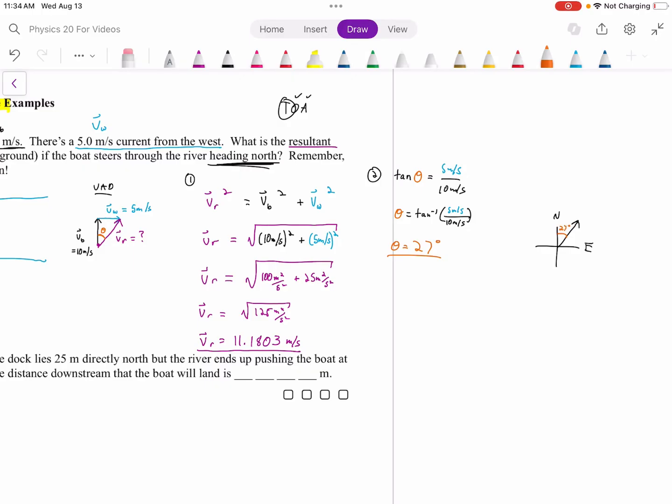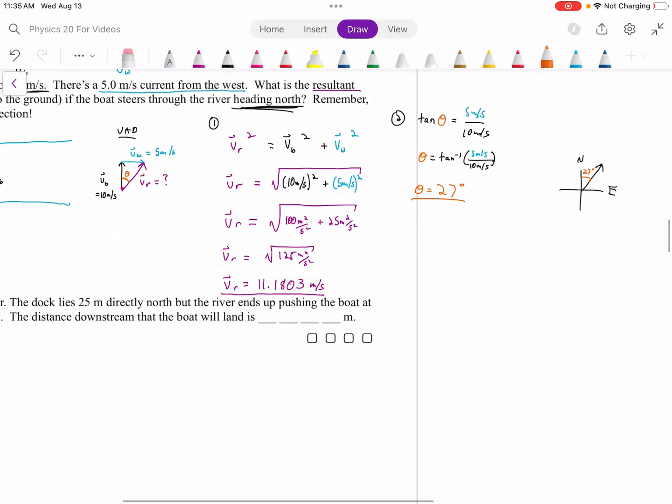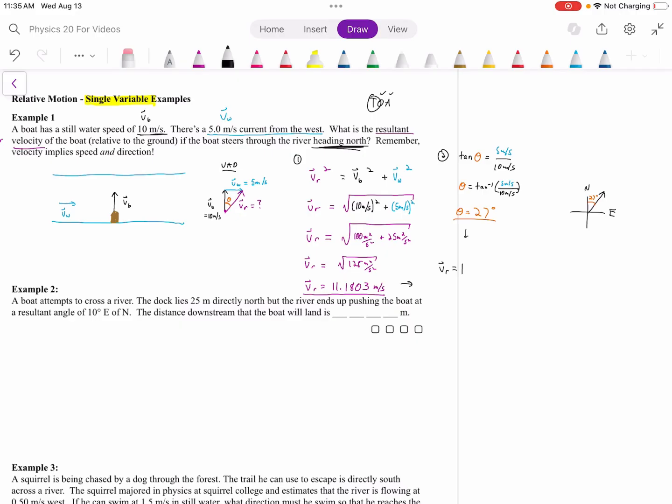So what we could say, right, should we say 27 degrees north of east or 27 degrees east of north? From north, we are 27 degrees east of it, right? East of north, not north of east. So putting it all together, to two significant digits, our boat's overall velocity will be 11 meters per second at 27 degrees east of north.